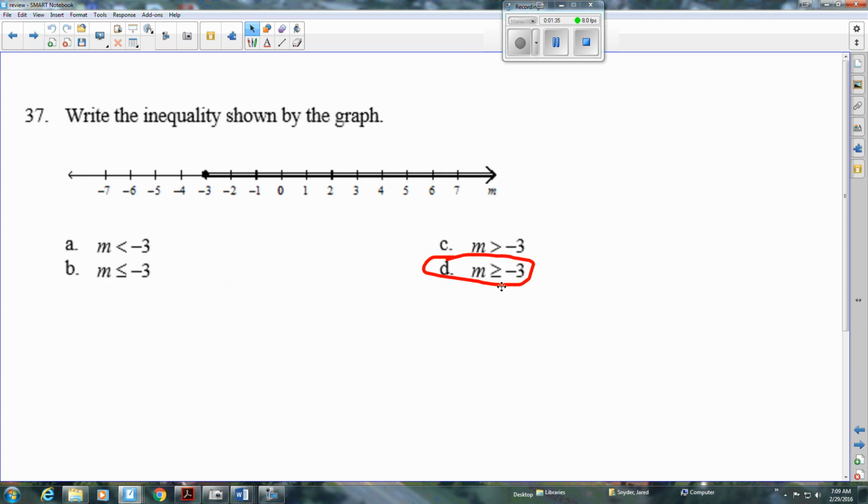All the numbers greater than or equal to -3, so we have a closed circle because it's including the number -3 because it's equal to and greater.